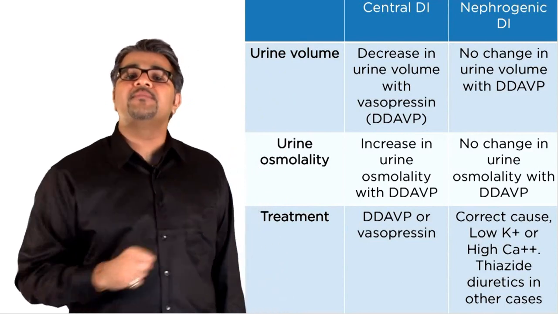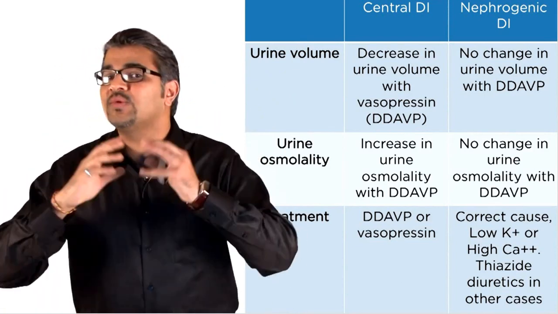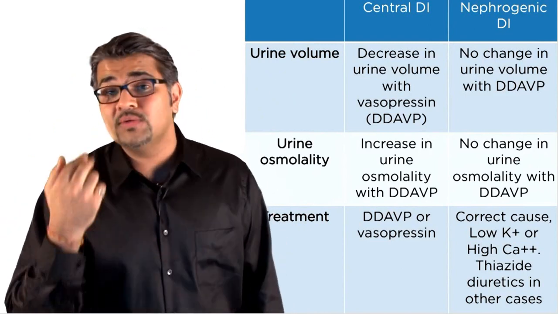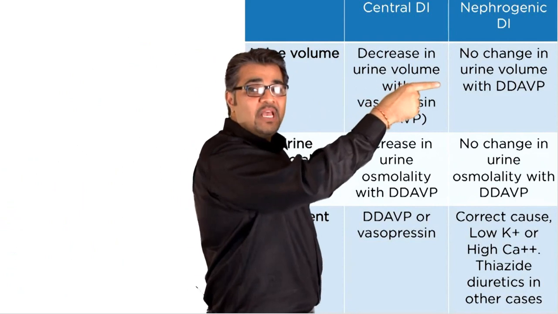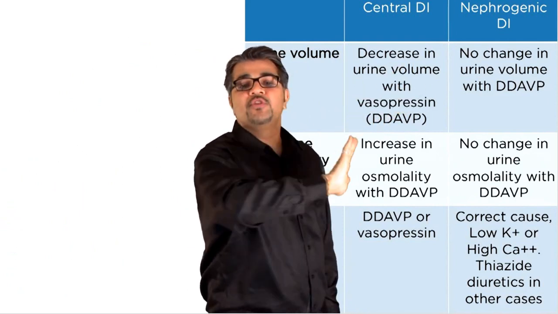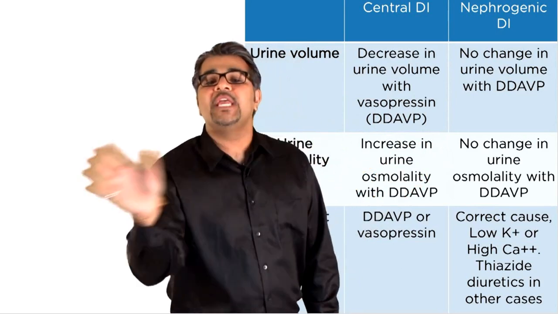How does that differ from nephrogenic diabetes insipidus? Well, I told you earlier, nephrogenic's like a little kid. It doesn't want to play ball. It's not going to want to hang out. It's going to close his eyes and pretend like nobody's in the room. And that's what ends up happening here with nephrogenic diabetes insipidus. When I give you DDAVP, you're going to have no change in the urine volume. When I go ahead and give you DDAVP, I'm not going to have any change in the urine osms.